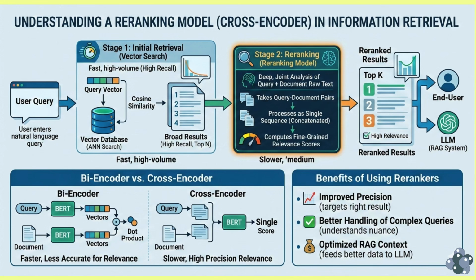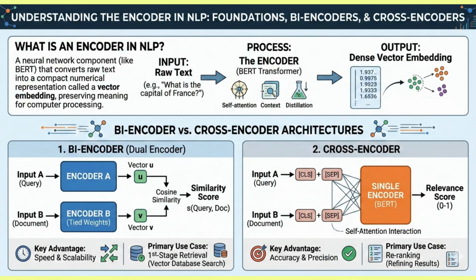In RAG systems, re-ranking drastically improves the quality of the context provided to the LLM, leading to more accurate, contextually rich, and less hallucinated final answers, while also reducing the number of tokens sent to the large language model.